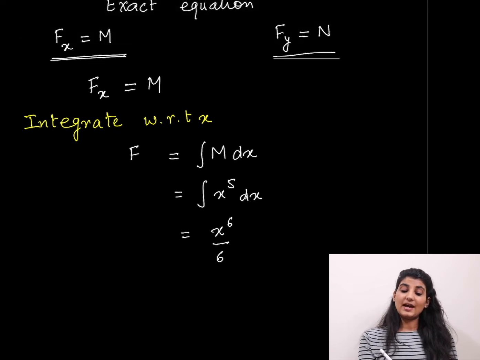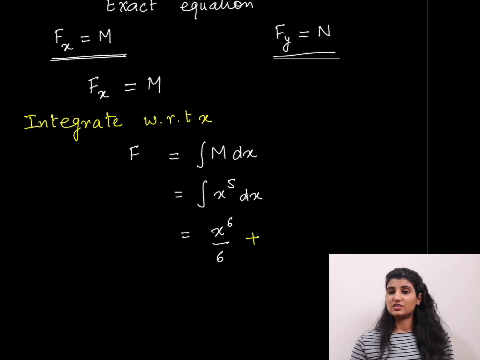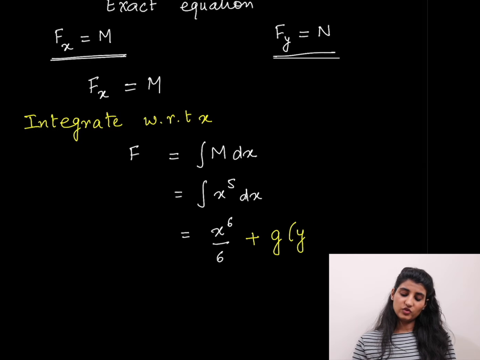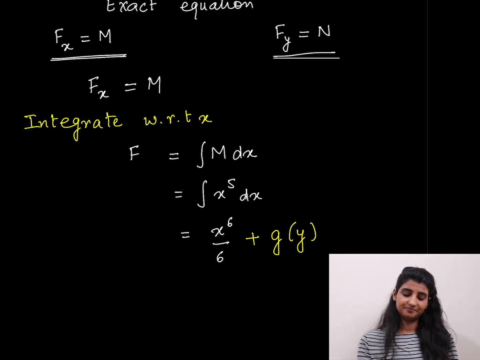We need to add a constant of integration. We are taking the derivative with respect to x and we are dealing with functions of two variables. So y we are treating as a constant. So the constant of integration is g(y). Okay, this is the important point to note. Always remember, we are adding the constant of integration as g(y).